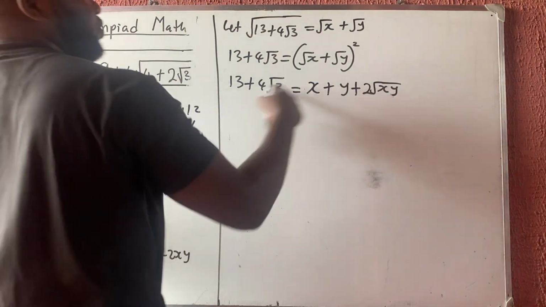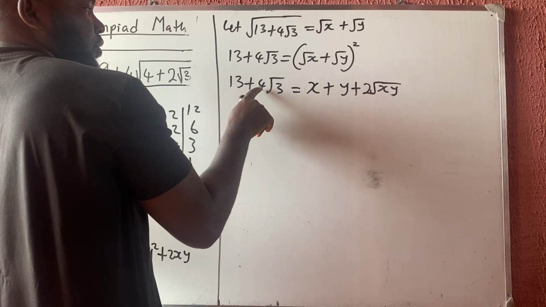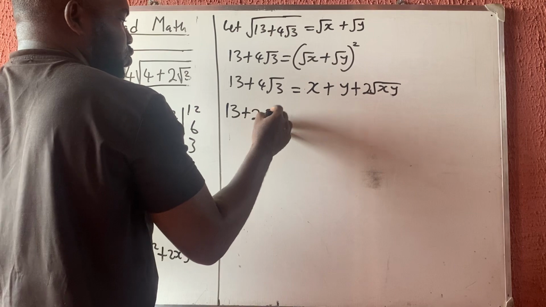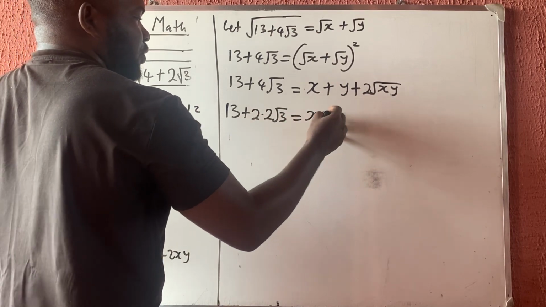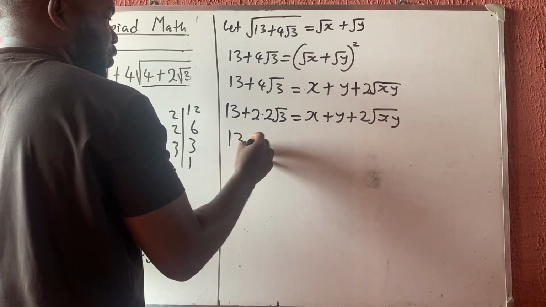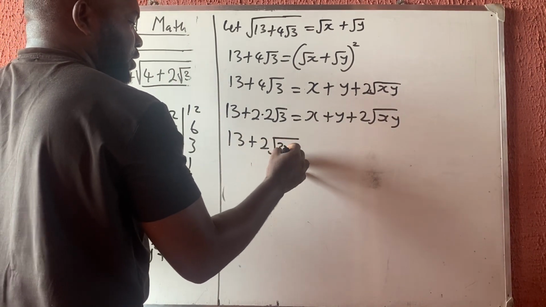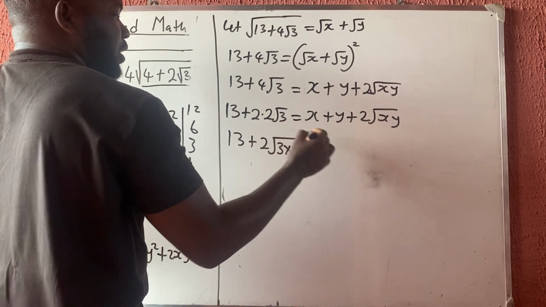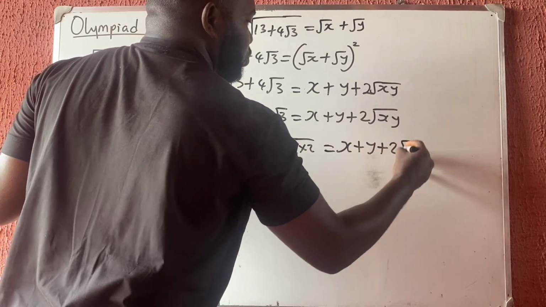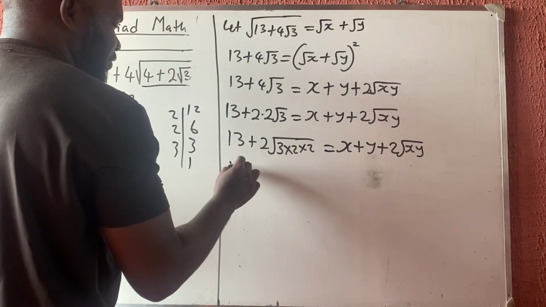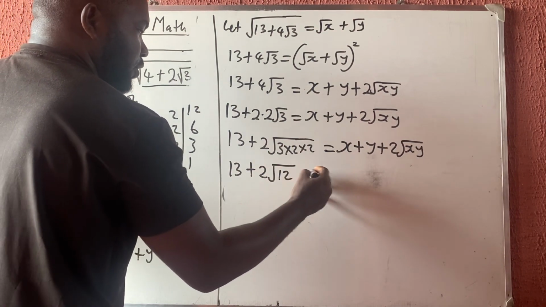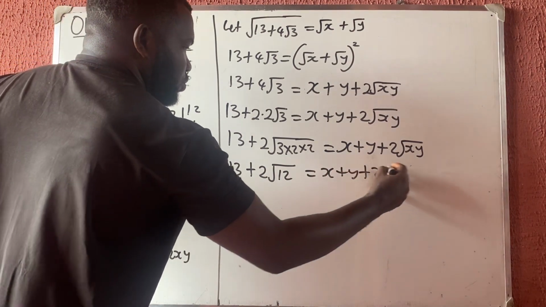So comparing these two to this, now this one has 2 here, so I can take one of the 2 inside. So this will now be 13 plus 2 dot 2 root 3 is equal to x plus y plus 2 root xy. Okay, so this is now 13 plus 2 into 3 times 2 times 2. If this 2 is going inside, it's going to multiply itself, okay? So I'm going to have that x plus y plus 2 root xy. So having this, I'm going to have that 13 plus 2 root 3 times 4 is 12 is equal to x plus y plus 2 root xy.